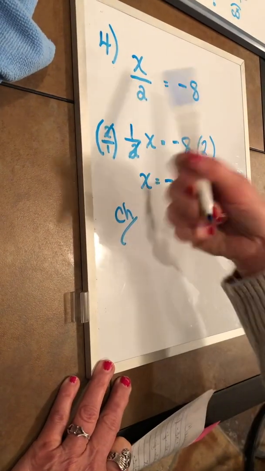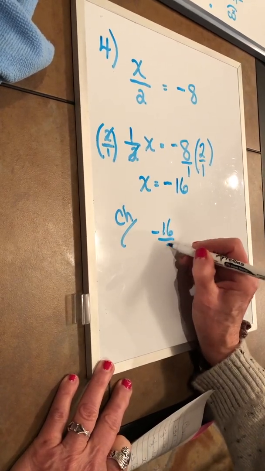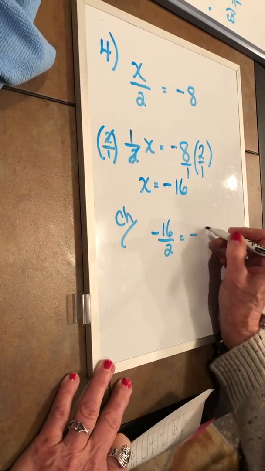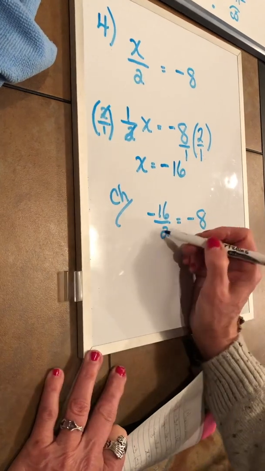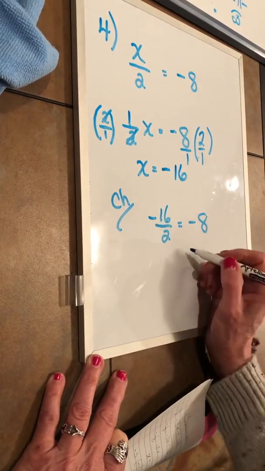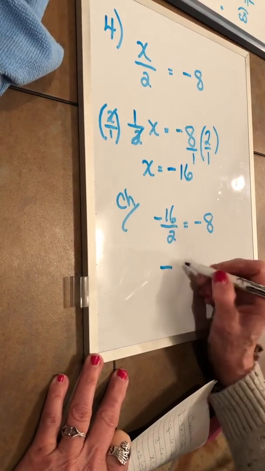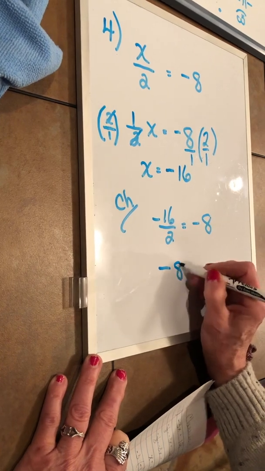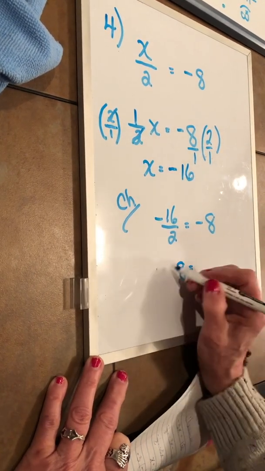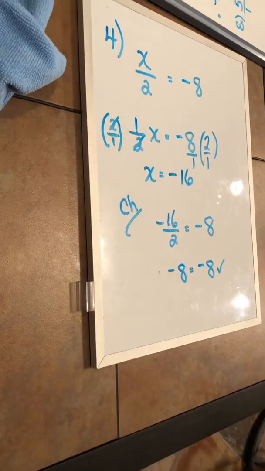Go back to the original problem. I have negative 16 divided by 2 equals a negative 8. Is that correct? Yes, because a positive 2 with a negative 16 would be a negative answer. And 2 divided into 16 is 8. So negative 8 equals a negative 8. All right? So there you go.